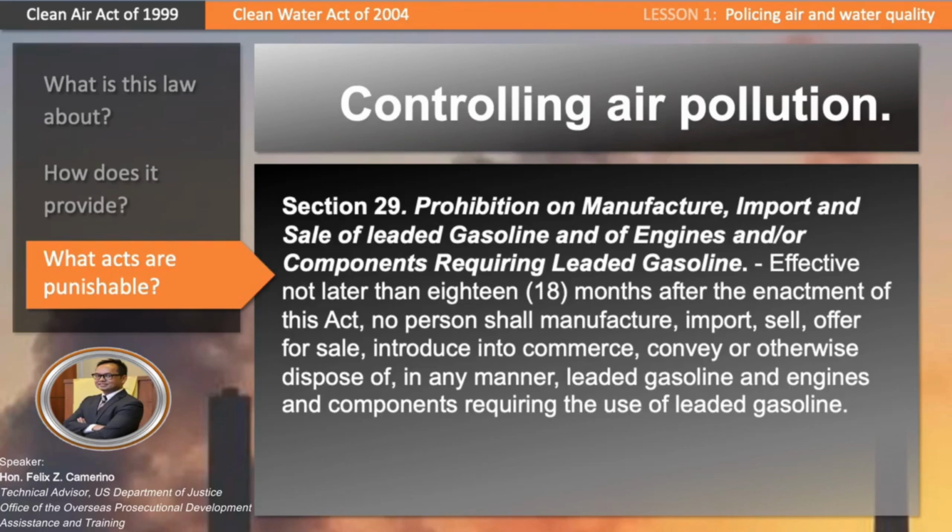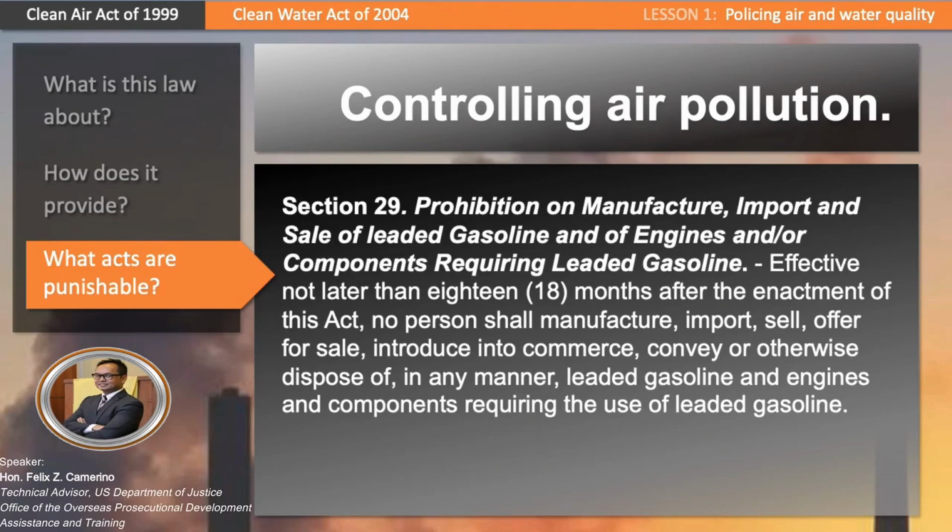We can skip through this effective not later than 18. Essentially, it's effective now, because this was referring to the times shortly after this law was put into effect back in 1999. So these are already in effect. So, the act here. Well, let's start with the possible offender.